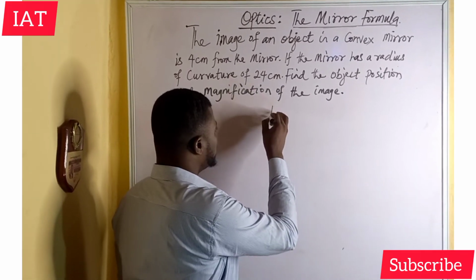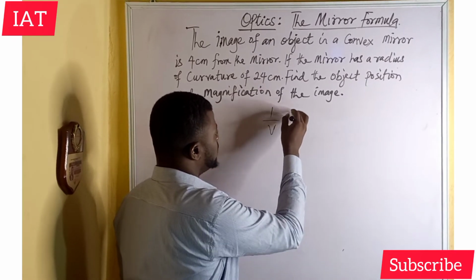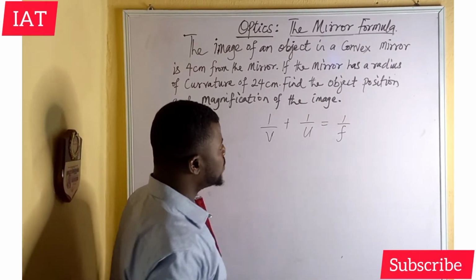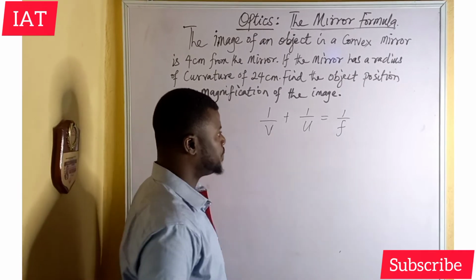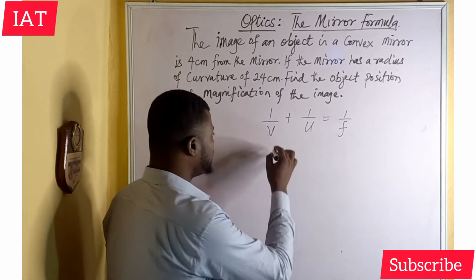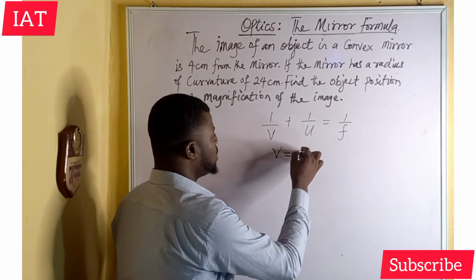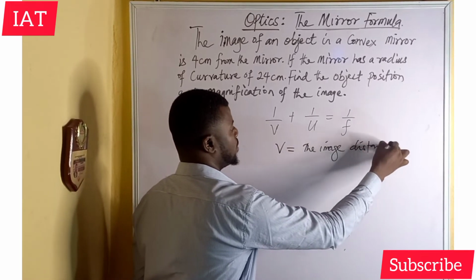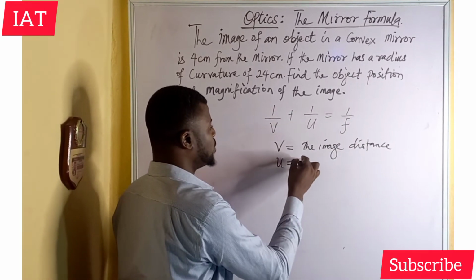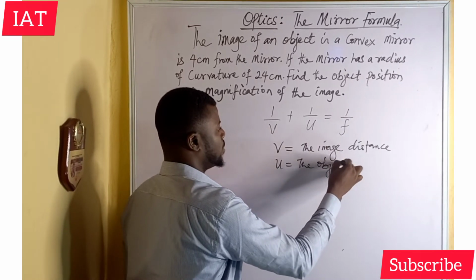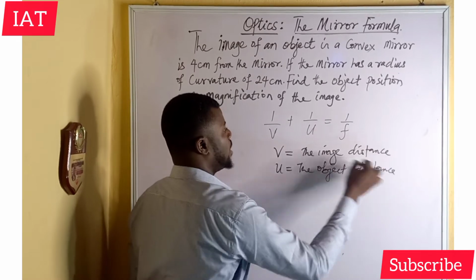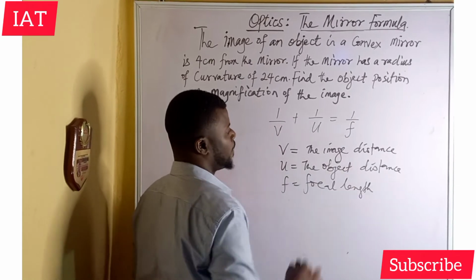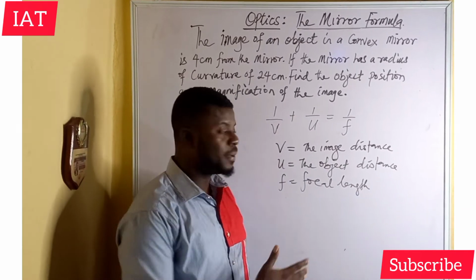Given that 1 over v plus 1 over u is equal to 1 over f. So what are these parameters? The v is standing for the image distance, and the u is standing for the object distance, and f is for focal length. But there are conditions to which we apply these things.